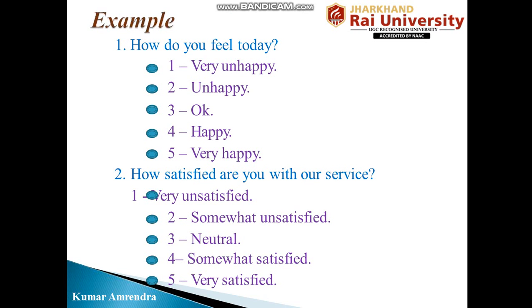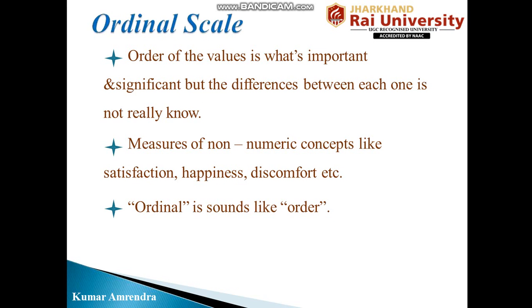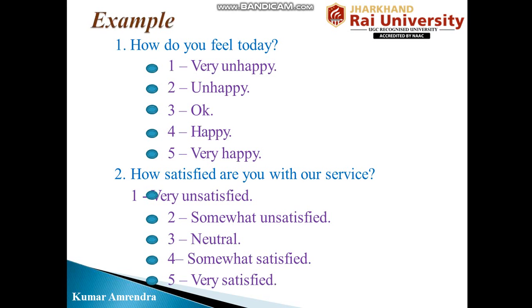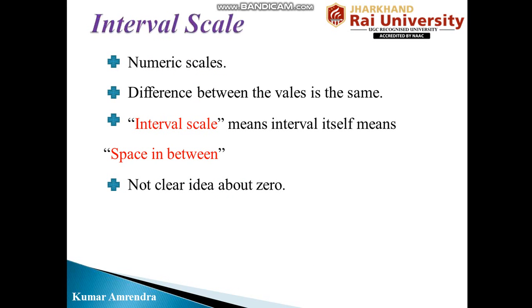For example, how do you feel today? Very unhappy, unhappy, okay, happy, very happy, everything. And how satisfied are you with your service? Very unsatisfied, unsatisfied, neutral, satisfied, very satisfied. Any of these is an ordinal or ordered scale. So these are the two types of scaling.